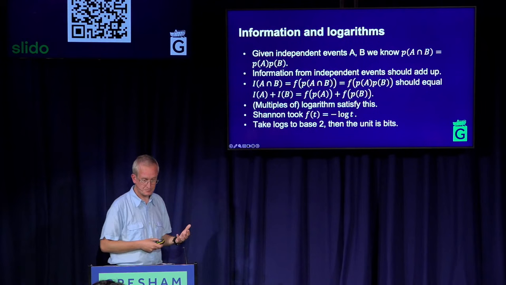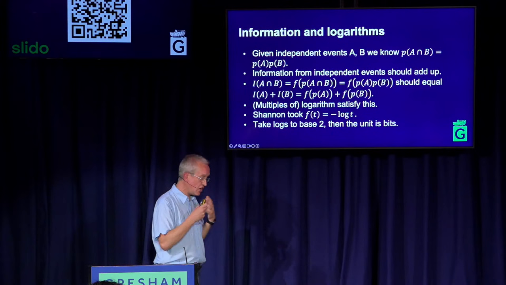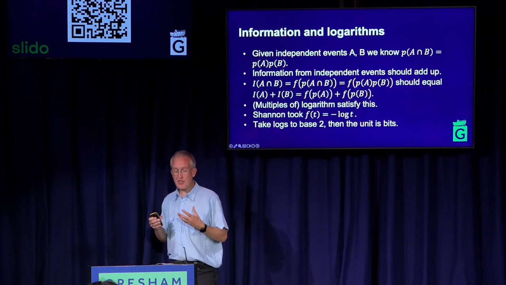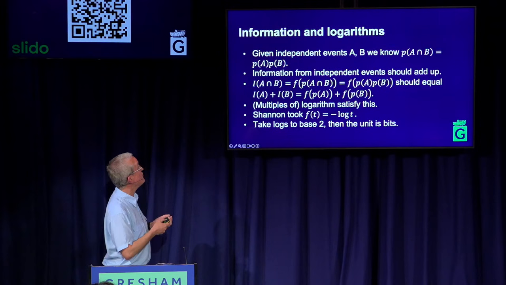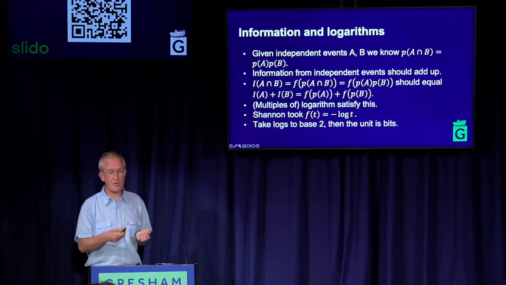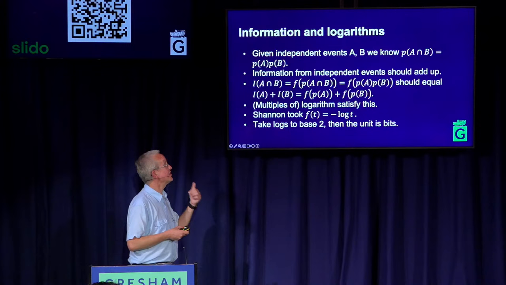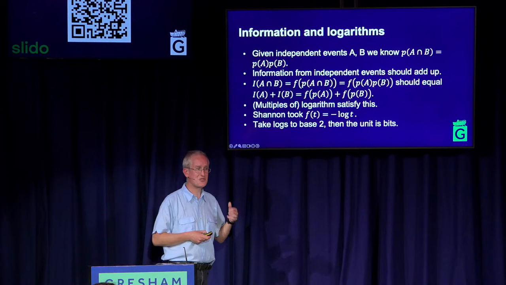Now, what Shannon realized is that the information from those things should add up. If I learn the head and I learn the five, it's like I've learned two things. So the amount of information that I've learned should be the sum of the two things. The information in A and B should be the sum of the information in A and the information in B. If you put those two things together, we want a decreasing function that satisfies this property. Essentially, the logarithm is the only thing that works. There's a paper that studied this that says that essentially the logarithm is the only thing that works.